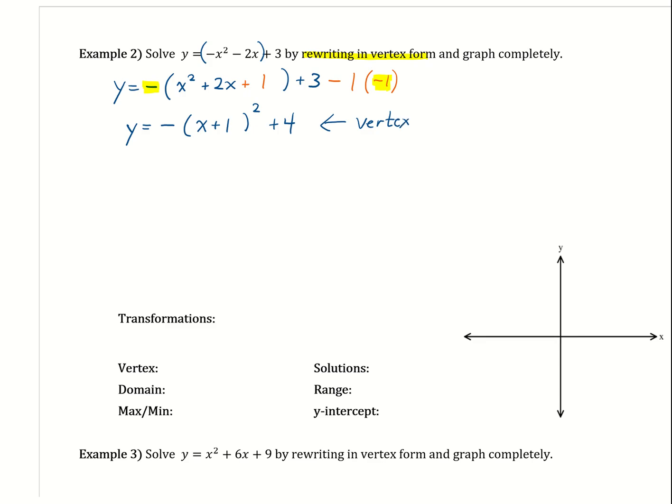From there, it does say to graph completely, which implies we want x-intercepts, y-intercepts, all those things. So in order to solve this, we're going to set y equal to 0. We've got negative x plus 1 quantity squared plus 4. We're going to go ahead and solve by subtracting 4. Again, the idea is we're trying to get this by itself. It's not by itself yet. We can get it alone by getting rid of the negative, either divide by negative 1 or multiply. Either way, you get 4 equals x plus 1 quantity squared.